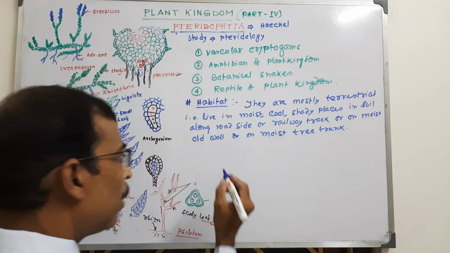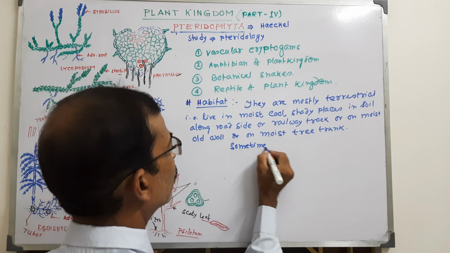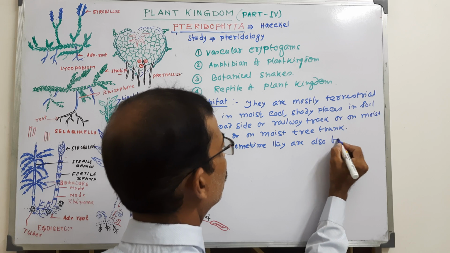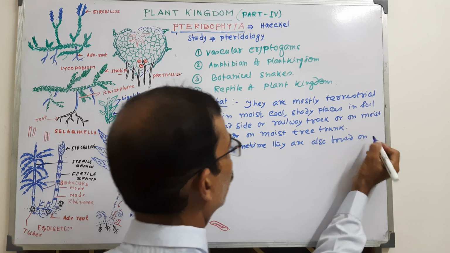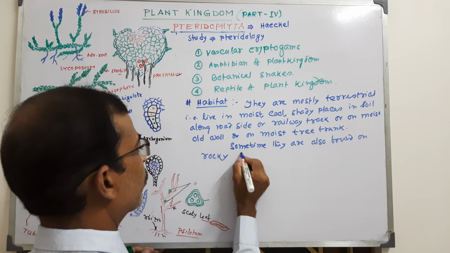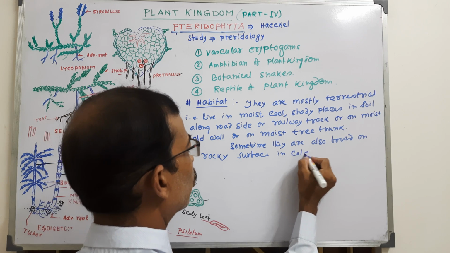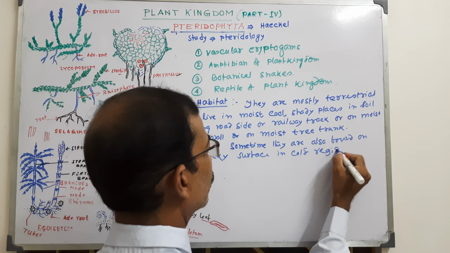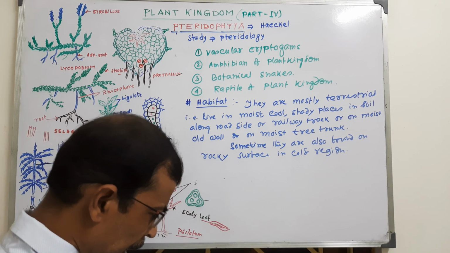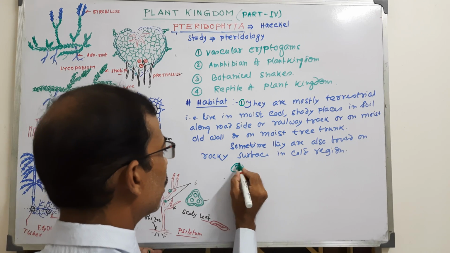Okay. Sometimes they are also found on rocky surface, in cold region. These are the first habitat. Number 2, they may be aquatic.